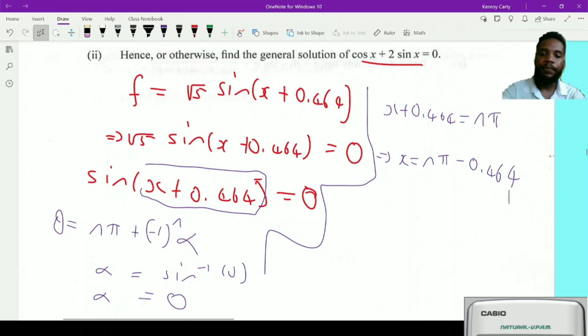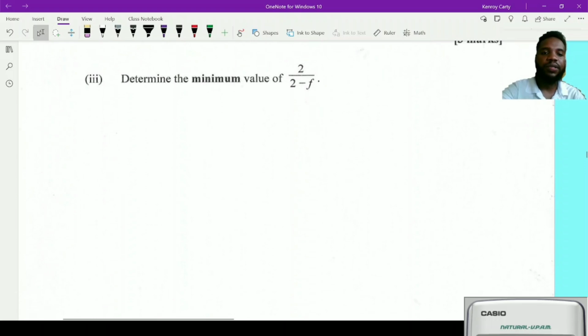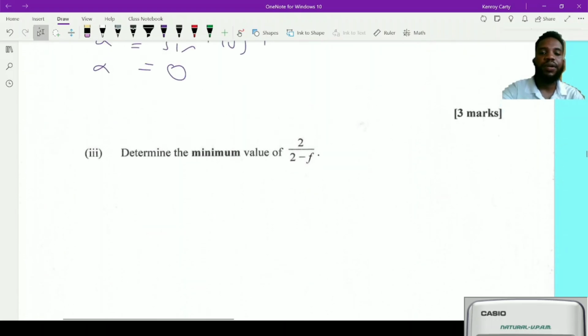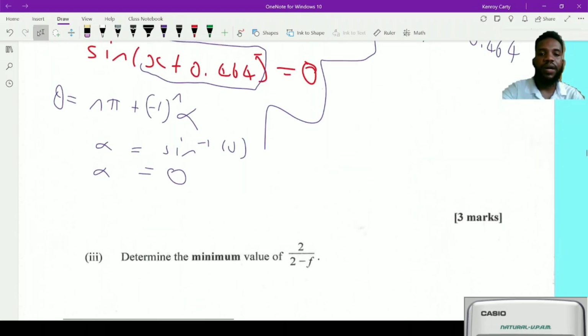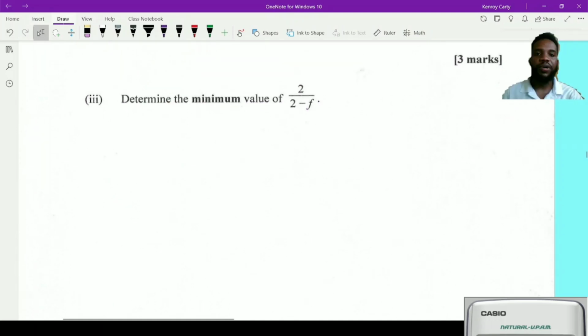Let me state this down some more. Determine the minimum value of the function. Good. Now here's an easy way. I'm going to give you a very easy way to work this out. Now the function f of x, as you know, let me write it back here.